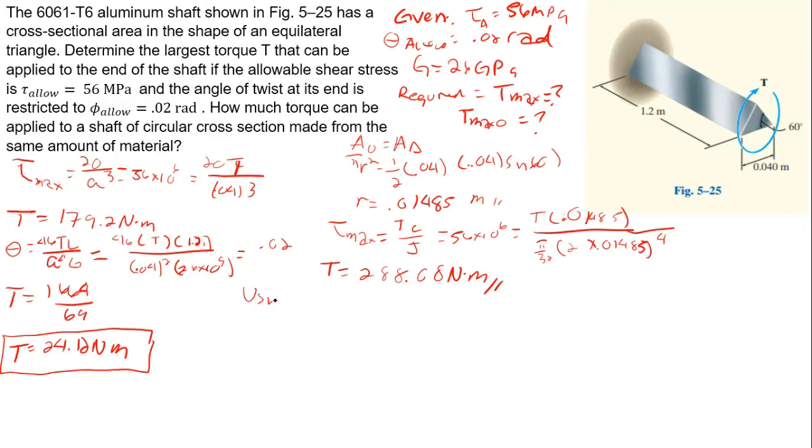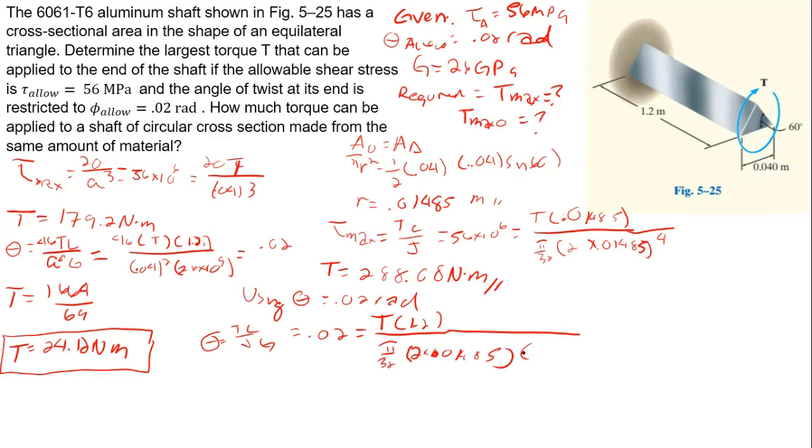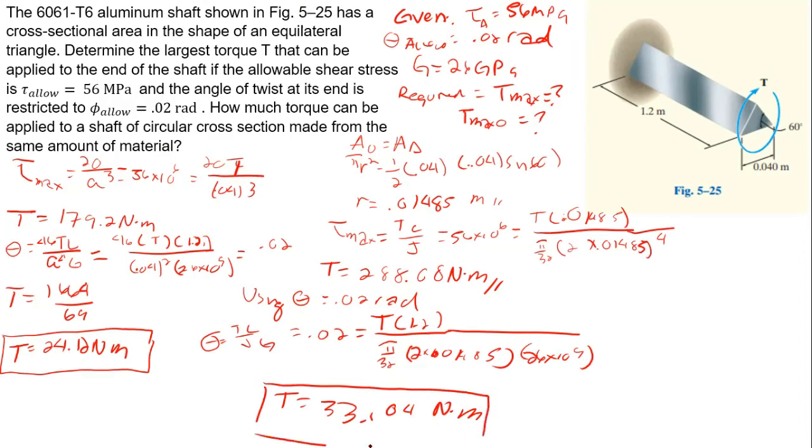Using naman yung angle of twist parameter natin, which is 0.02 rad. So alam naman natin theta is equal to TL over JG, is equals to 0.02. So T times yung length natin na 1.2 meters kasi hindi naman yan magbabago. And then pi over 32 times 2 times 0.01485. Multiply natin sa G na 26 gigapascal times 10 raised to 9. So ang makukuha nating T dito is 33.104 Newton meter. So again, ito ulit yung magiging sagot natin dito, ay mas maliit.